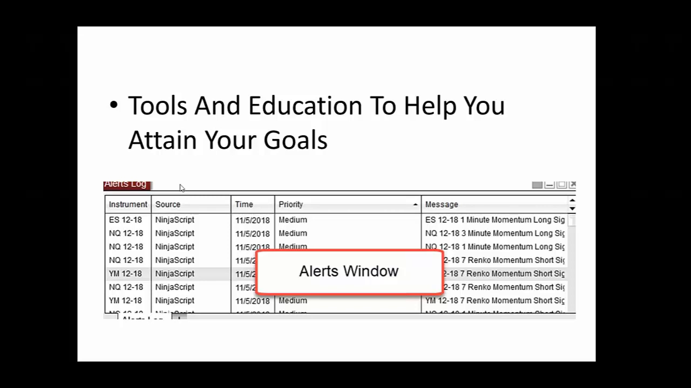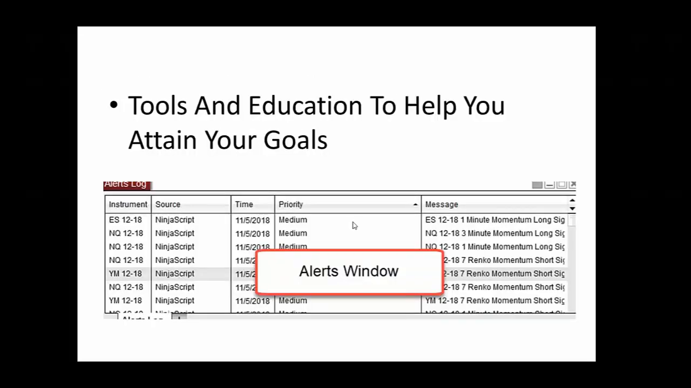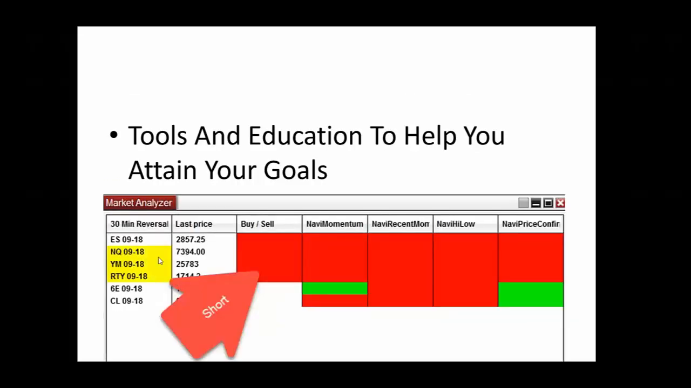Let me just review some of the tools that we have available here at NaviTrader as part of our charts and indicators. Alerts window: each time we get these signals, like this sell signal here, you can set that up so that it will appear in the alerts window. Here's our trade finder. Trade finder looks at a number of different technical indicators, and they are color coded, so when everything's red, you're going to get a sell signal. When everything's green, you're going to get a buy signal. That's the trade finder.